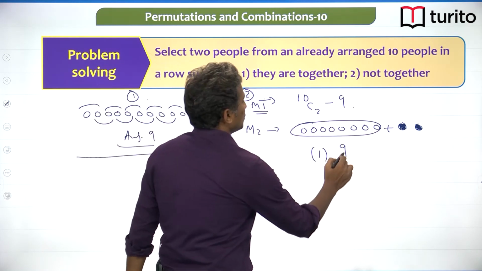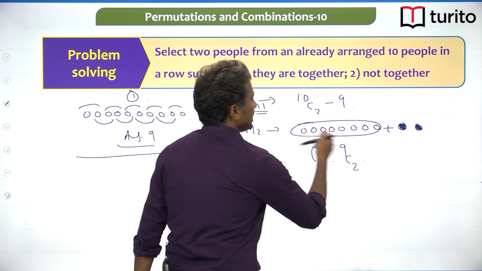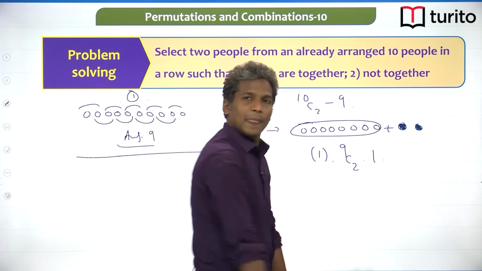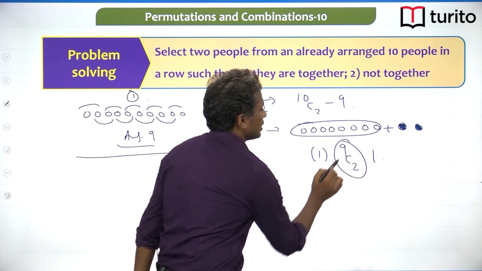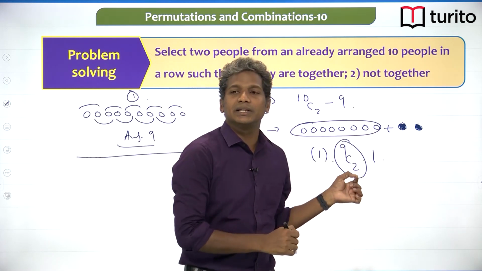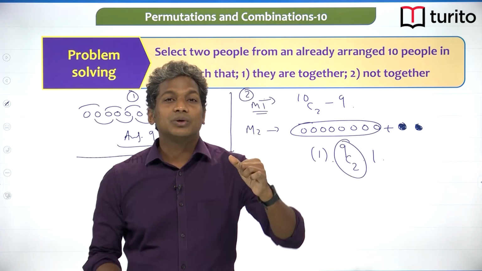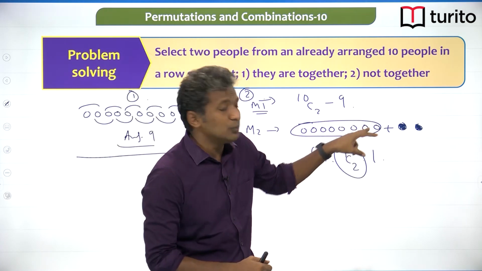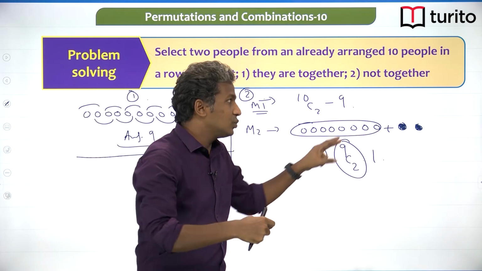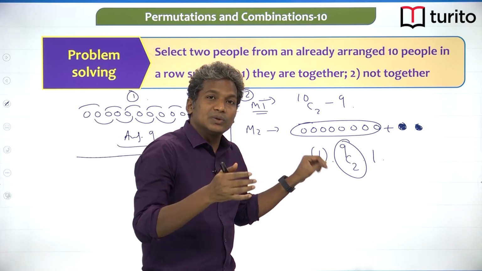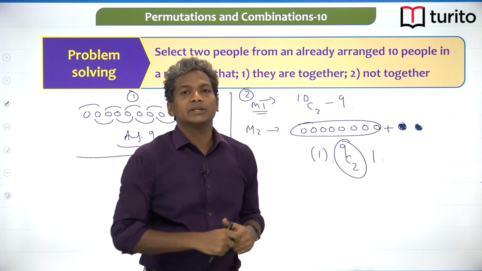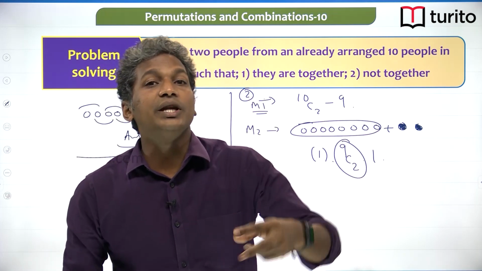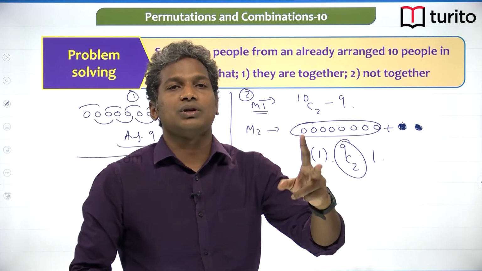So in 9C2 ways I will select any 2 gaps and arrange those 2 black balls in one way. Now what is this 9C2 representing? It is representing the total number of selections of the gaps for the 2 black balls such that those two are not together. So you can map this to the original question: 9C2 represents the total number of selections of any 2 people so that they are not together.